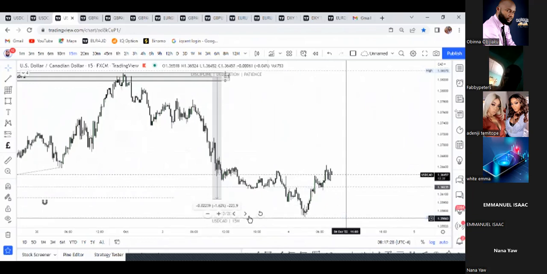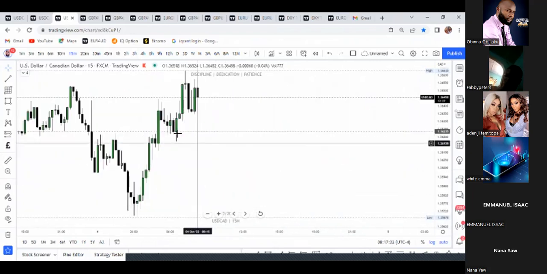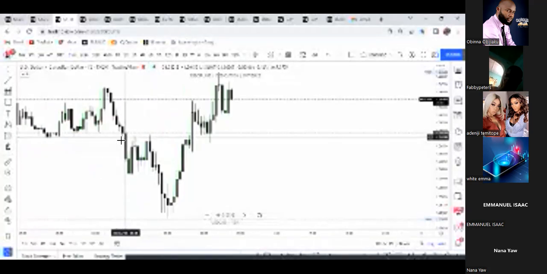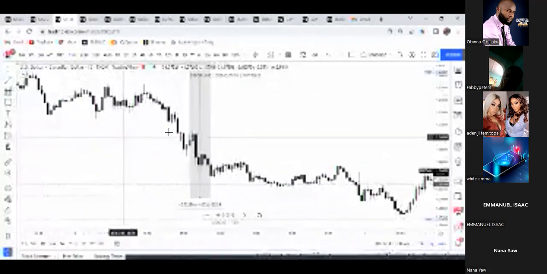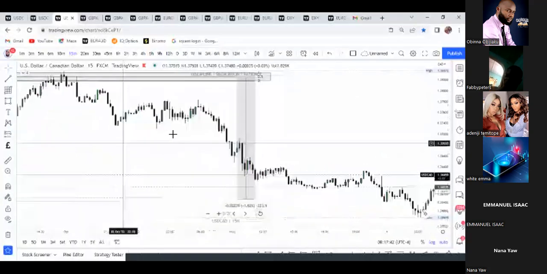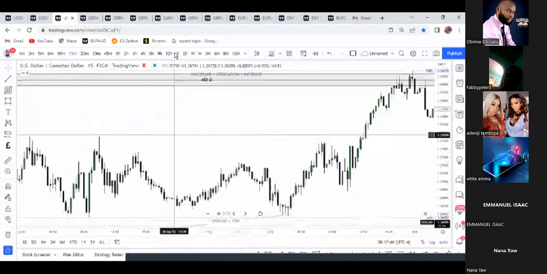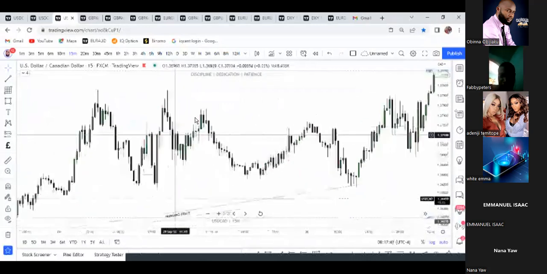Now, this is an example. This fair value gap was completely filled. Now, let me show you an example of when price bounced off a fair value gap. I usually see them on the daily, 15 minutes.